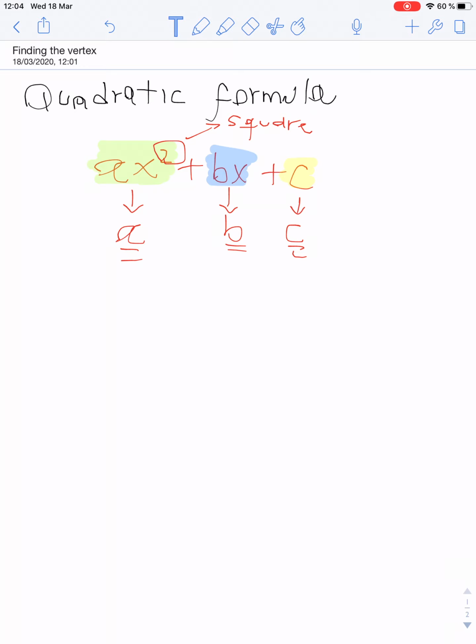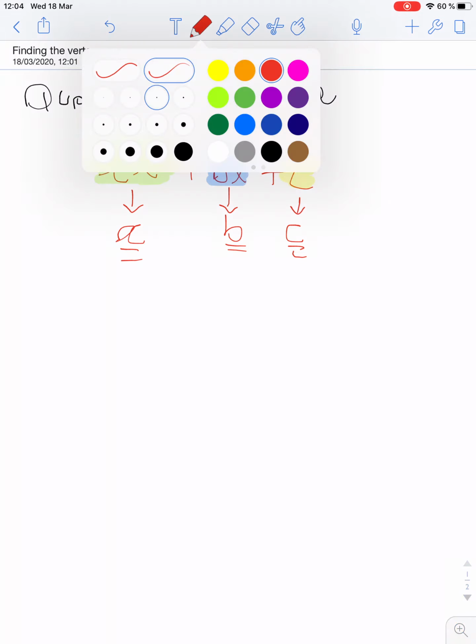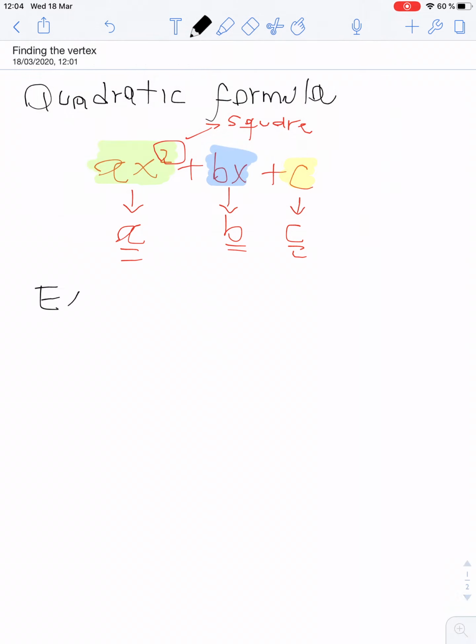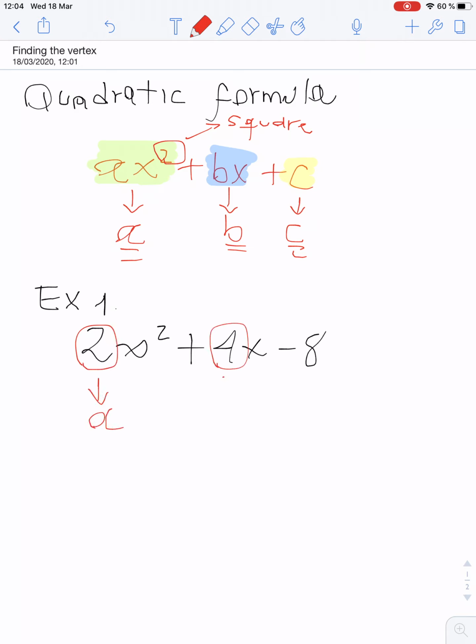Now, example number 1. In example number 1, I'm going to take this quadratic equation: 2x squared plus 4x minus 8. In this order, you have the value for a, the value for b, and the value for c.